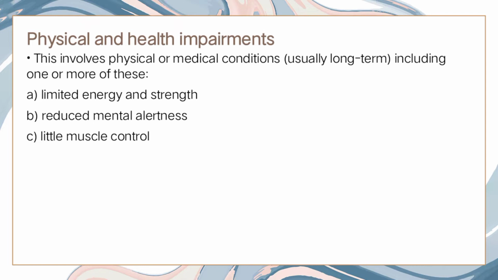Physical and health impairments caused by disease. This involves a physical or medical condition, usually long term, including one or more of these: limited energy and strength, reduced mental alertness, and little muscle control.